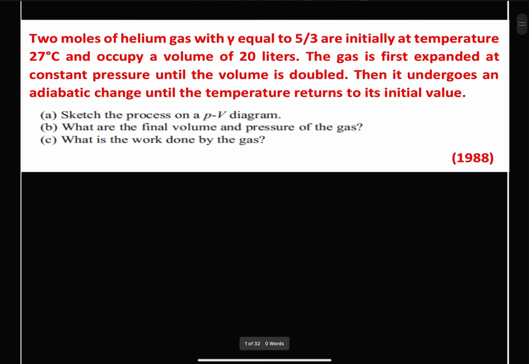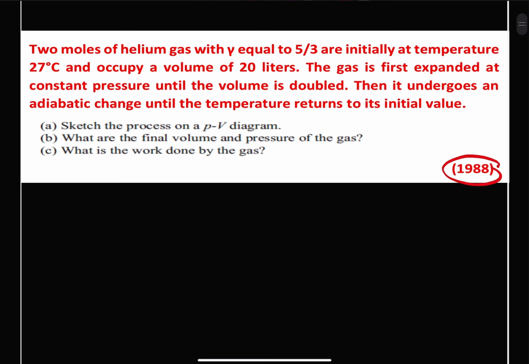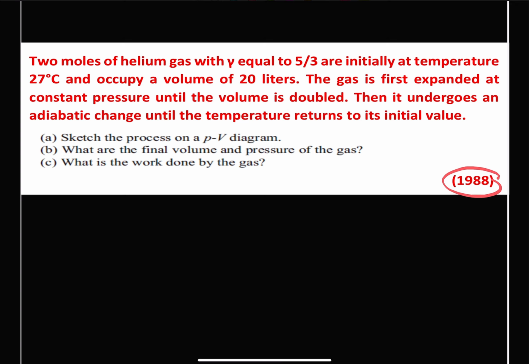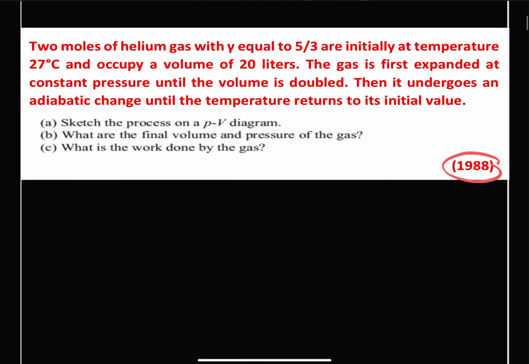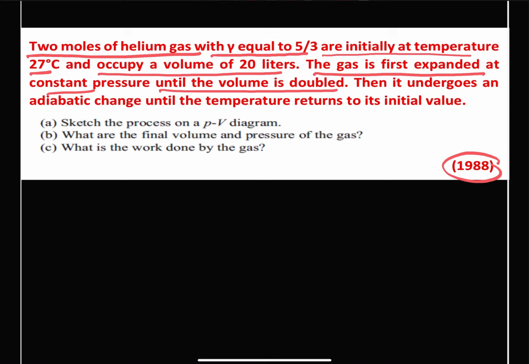So first question, it was asked in the year 1988, and it states that 2 moles of helium gas with gamma equal to 5 by 3 are initially at a temperature of 27 degrees centigrade, occupy a volume of 20 liters. The gas is first expanded at constant pressure until volume is doubled. Then it undergoes an adiabatic change until the temperature returns to its initial value.